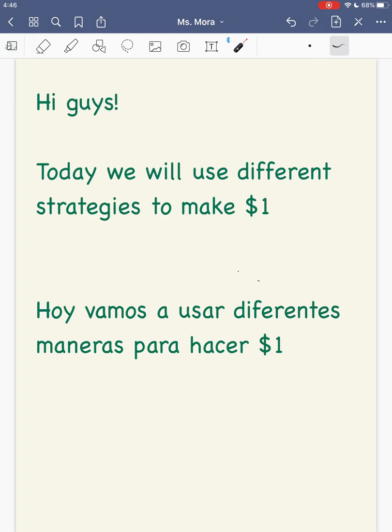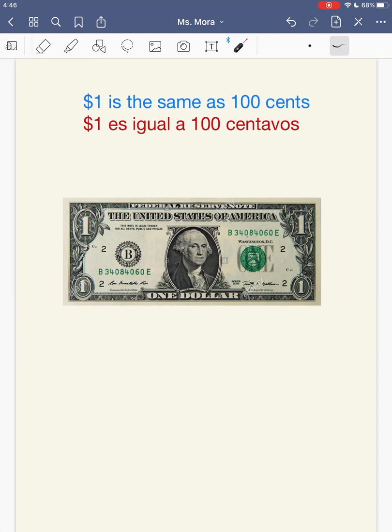Today we will use different strategies to make $1. Hoy vamos a usar diferentes maneras para hacer $1. So, we've been learning about coins and cents and dollar bills and all the different types of bills.